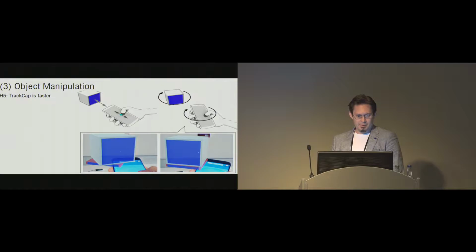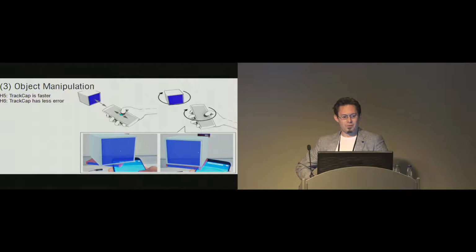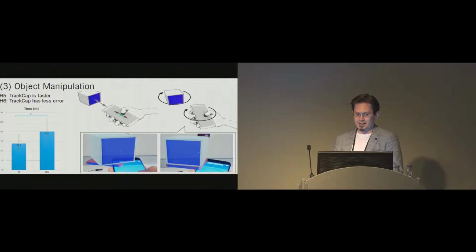But we again wanted to see if TrackCap is faster or has less error. What we could see in this case is that using the TrackCap system, users were significantly faster. But the error rate, where error was position and rotation in this case, was quite similar because users had visual feedback and just spent more time aligning the object. But they stated it was not entirely natural using the fishing rod. That was something we learned from that.